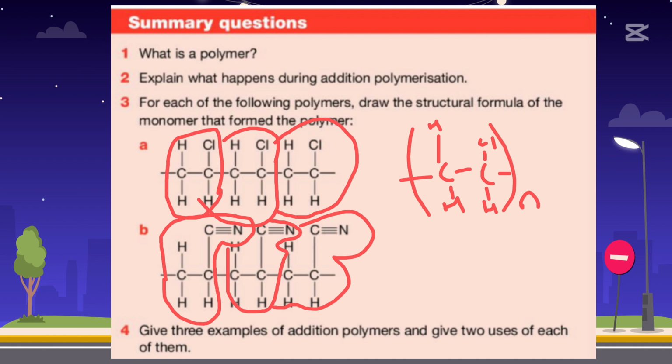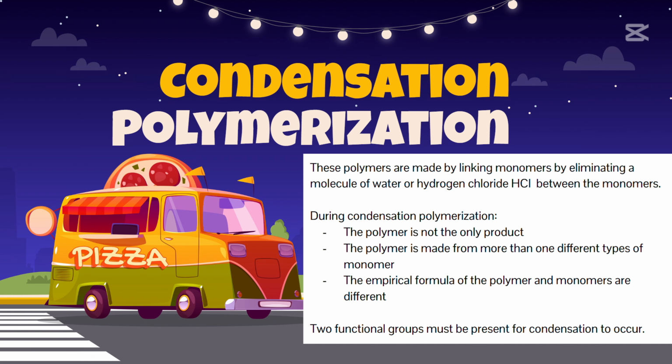Alright, so this ends the section on addition polymerization. We link our monomers by eliminating a molecule of water or hydrogen chloride between those monomers. Now during condensation polymerization, the polymer is not the only product. So we form the polymer and we also form H2O or HCl.